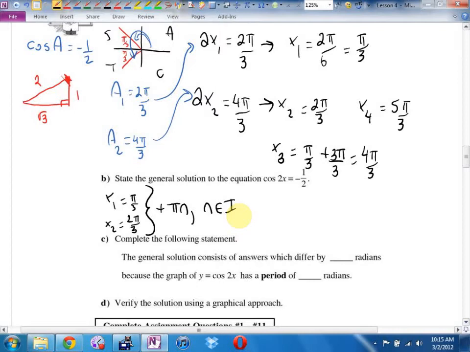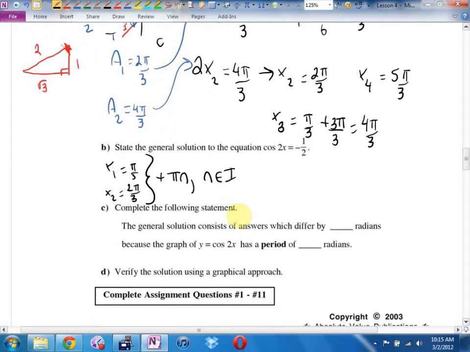It says complete the following statement. The general solution consists of answers which differ by blank radians because the graph has a period of blank radians. I think they differ by pi radians because there's a period of pi radians.